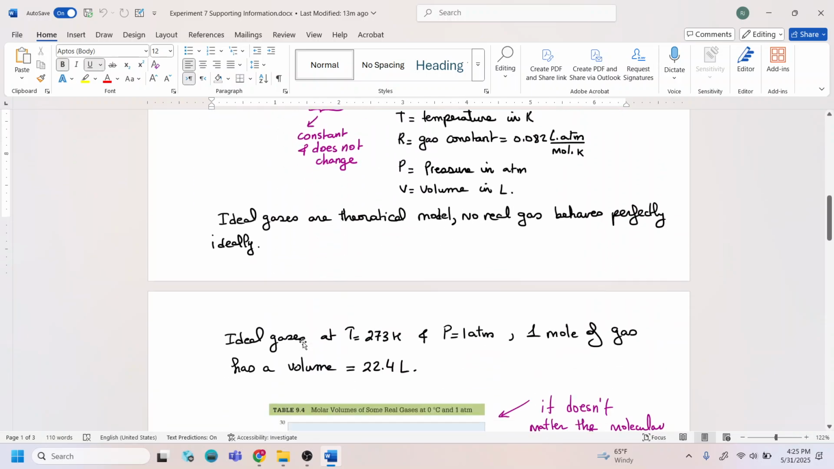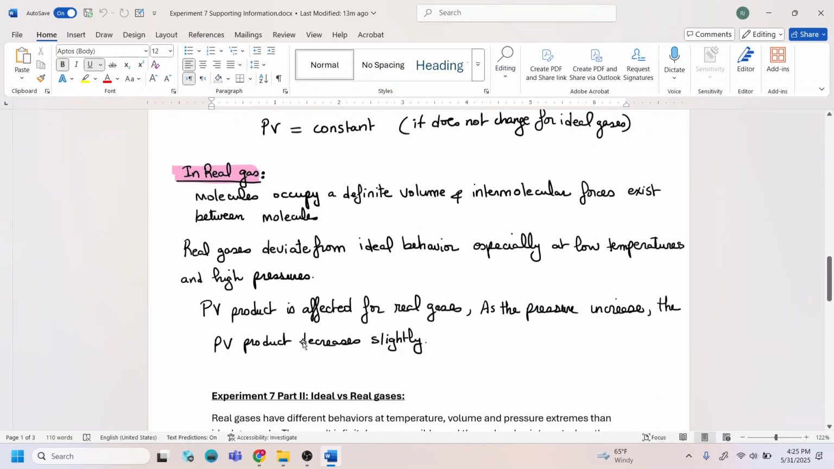This is different than real gases. Real gases, on the other hand, do occupy definite volume, and intermolecular forces exist between the molecules. So I would assume that real gases deviate from ideal behavior when the temperature is low and when the pressure is high. So the PV product should be affected for real gases. As the pressure increases, normally the PV product is going to decrease slightly.